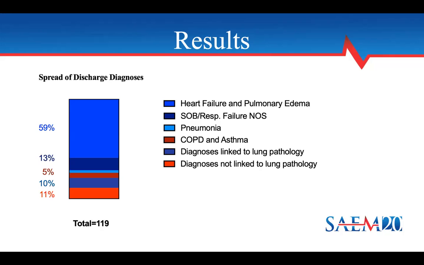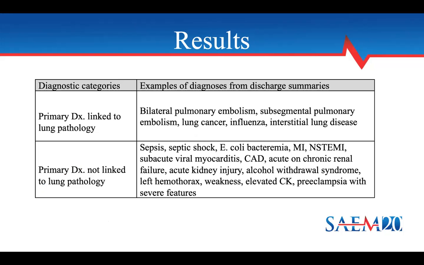11%, interestingly, represented a category of diagnoses unrelated to any primary lung pathology. And this was a surprising finding. Examples of diagnoses expected to result in primary lung pathology and where one might expect to have changes resulting in beelines on ultrasound include bilateral pulmonary embolism, lung cancer, influenza, or interstitial lung disease. Examples of diagnoses not expected to result in primary lung pathology and found in this sample included acute kidney injury, alcohol withdrawal, acute coronary syndromes, preeclampsia, etc.